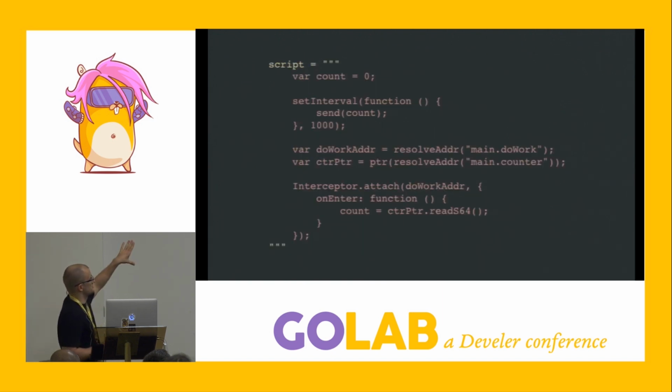This is the actual script that it's injecting. So this is the JavaScript bit that I mentioned. And this is pretty straightforward. There's just a set interval, so every second, it's going to send the current value of the counter out to the process that it's communicating with. And we just resolve some symbol names here into pointers. And then the important bit is the bottom part here where we tell Frida to attach to the specific doWork adder, and whenever that doWork function is entered, on enter it'll run this JavaScript function which will read from the counter's address and store it in JavaScript memory.